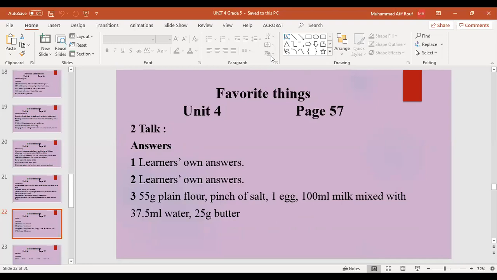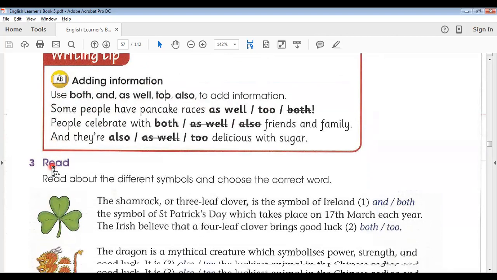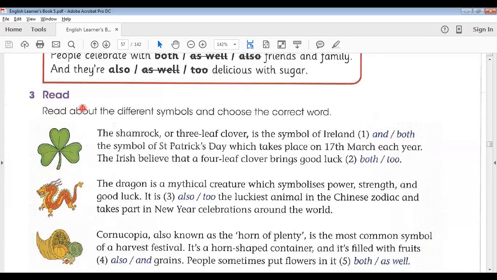Then after that, we talked about the language tip. Okay. And today's topic is related to adding information. So if we want to add information in our given sentence, we use both, and, as well as, to, also, and we use these commonly. So after the discussion on these adding information words, we have exercise 3 that we discussed during the lesson.